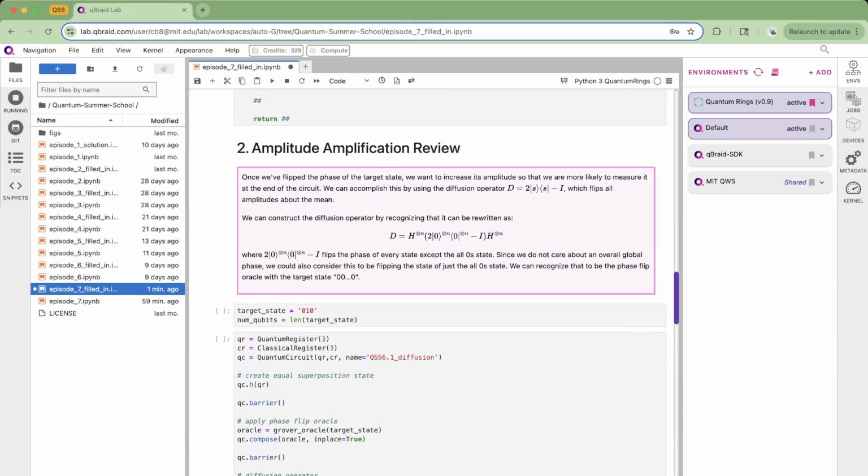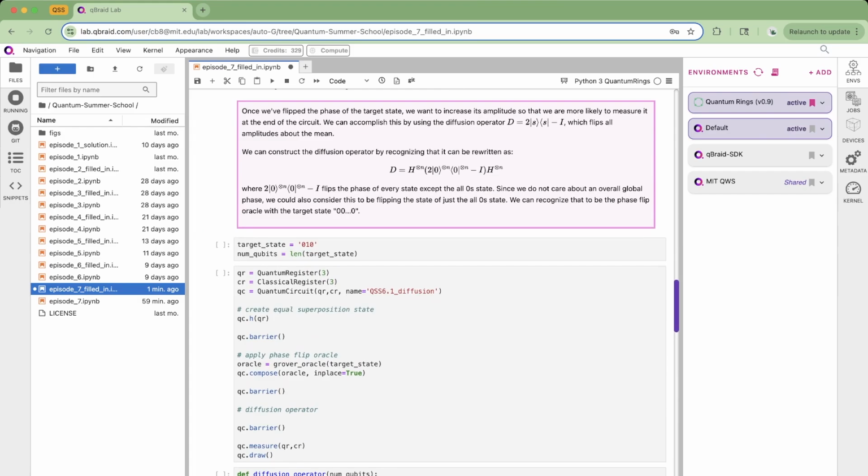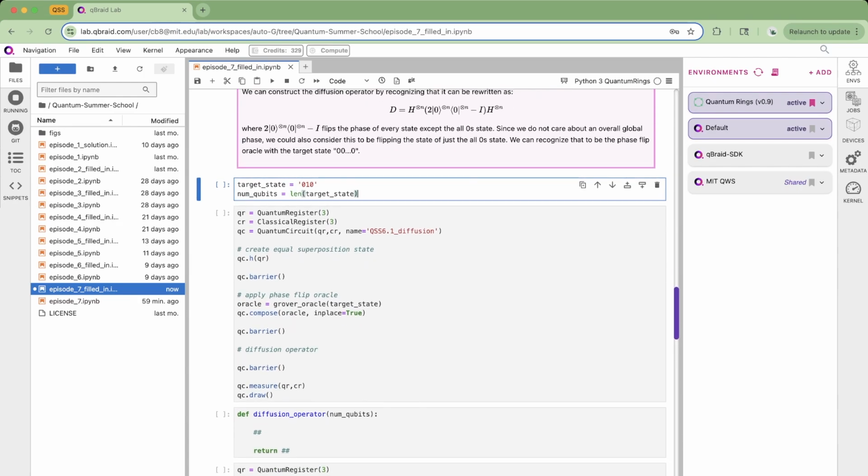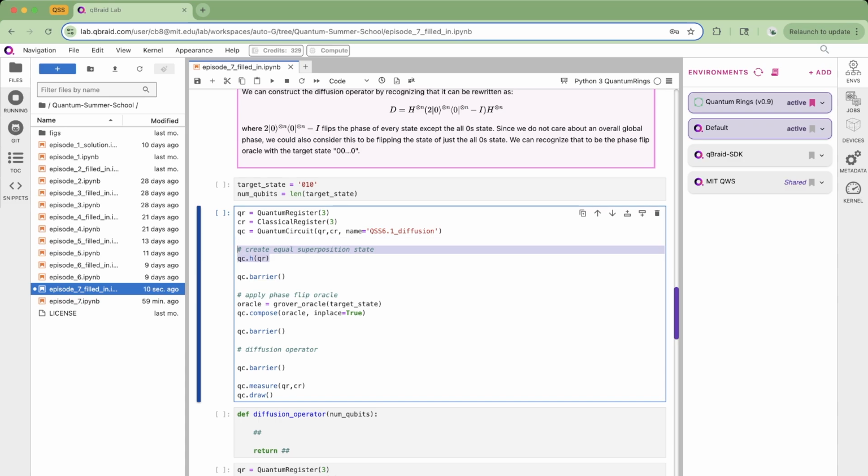So now let's take a look at amplitude amplification. For this one, we know that it's going to be the phase flip oracle for the all 0 state, sandwiched with all Hadamards on both sides. So we can start off picking a target state. We can put our system into the full equal superposition state. And then we want to apply our phase flip oracle. So our oracle, this is our function that we just defined above, Grover oracle for our target state.